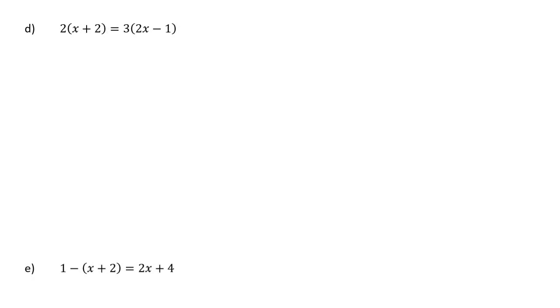Now have a look. I've got a distribution on both sides of my equation here. So 2 times x is 2x. 2 times positive 2 is 4. 3 times 2x is 6x. 3 times negative 1 is minus 3. And now, I know I did 2 sets of distribution, but I'm straight back to a Beyonce type question.